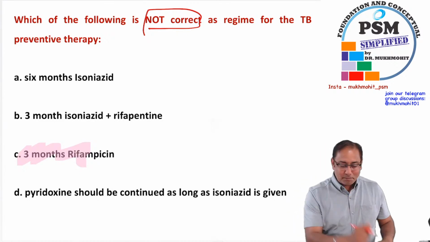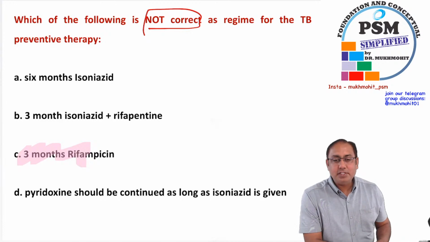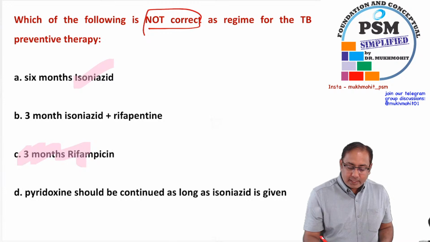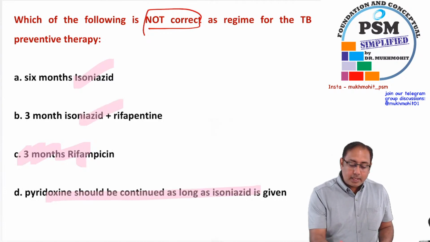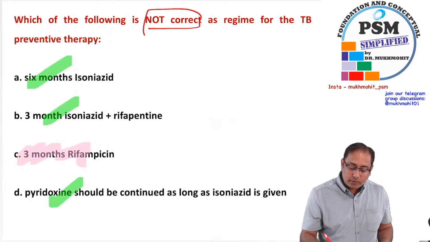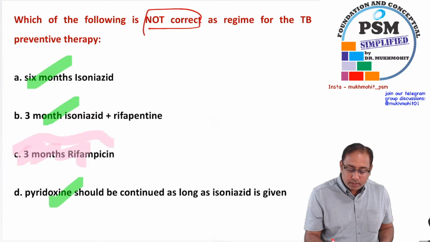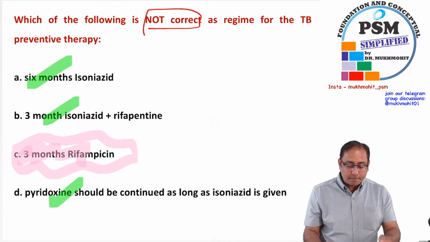3 months of rifampicin. Which of the following is not correct as a regime for tuberculosis preventive therapy? 6 months isoniazid, yes, it is given. 3 months of HP is given. Pyridoxine should be continued as long as isoniazid is given. All are correct. The only wrong answer you would mark over here is 3 months of rifampicin.